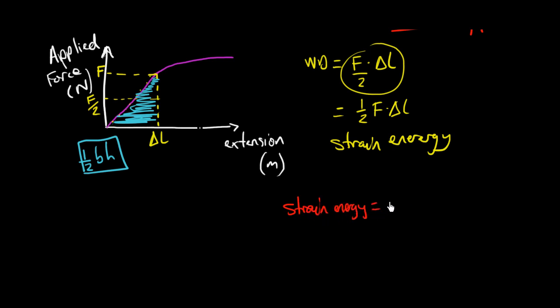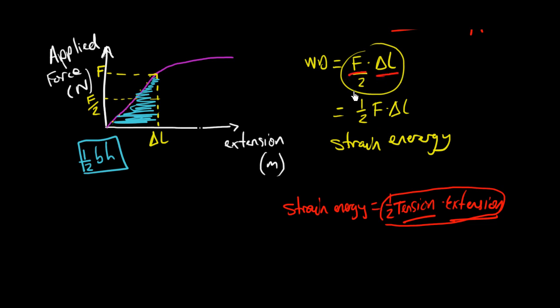Now, we have that the strain energy is half times the tension times the extension, because the tension is the same thing as the force. If you were pulling a wire, then the tension is just the force that's being applied onto the wire, the force that the wire is feeling. That's the tension. And so the equation can be said in terms of tension and extension. Obviously delta L is just extension and the tension is the force. So that makes sense. Alright.